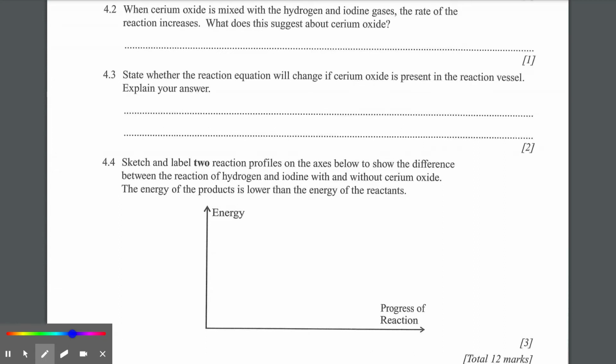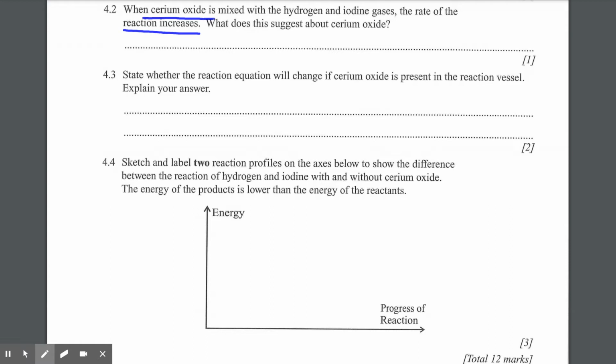Okay, so carrying on with question 4, this is the reaction again, obviously, between hydrogen and iodine gases. And we've looked at the changing of volume and change of temperature for this reaction, but in this example, they're saying that the rate of reaction has increased, but this time it's done so when they've added a second or a third substance to it, namely cerium oxide.